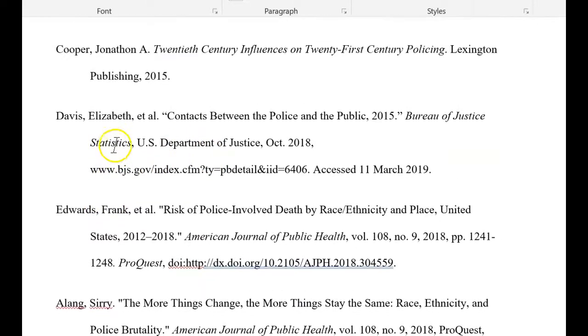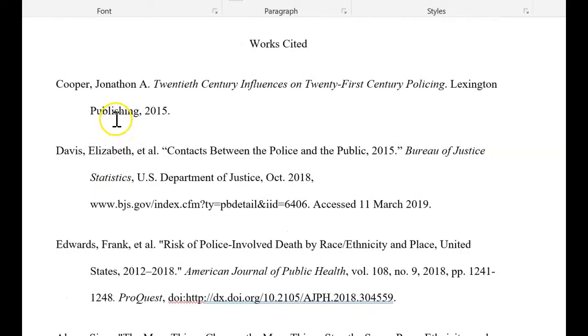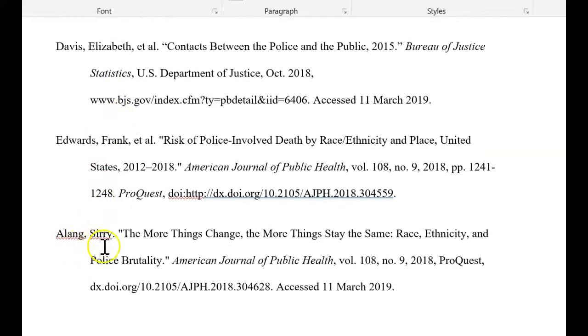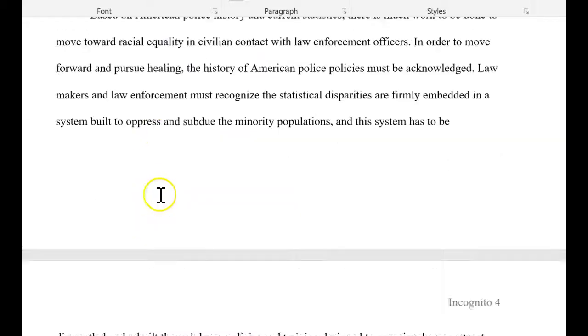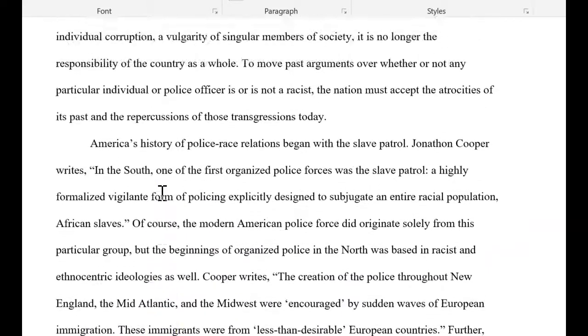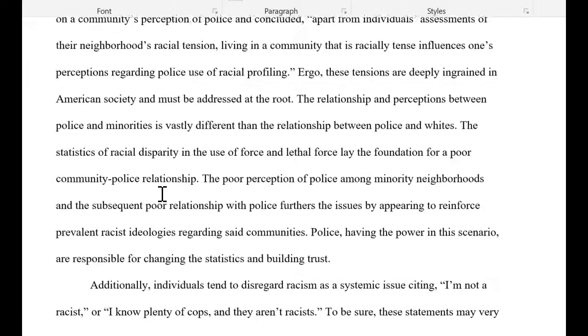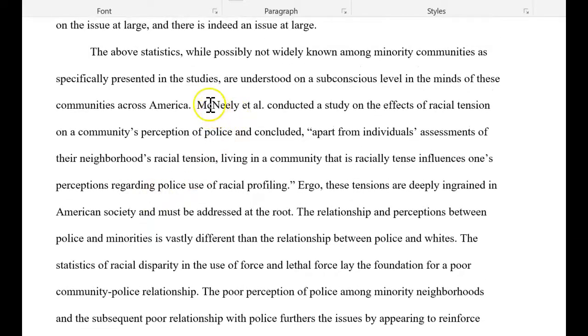Edwards is cited in the paper, Davis is cited in the paper, Cooper is cited in the paper, but Alang is not. Now, it is possible that Alang refers to the study McNeely did. Let's assume that's the case. If it is the case, then what we would want to do here is probably keep the McNeely signal phrase, because after all, it was McNeely's group that did the research. So McNeely et al. conducted a study to show... somewhere at the end of that, right in here probably, is where we would have the parenthetical citation with Alang's name. That would cover this.